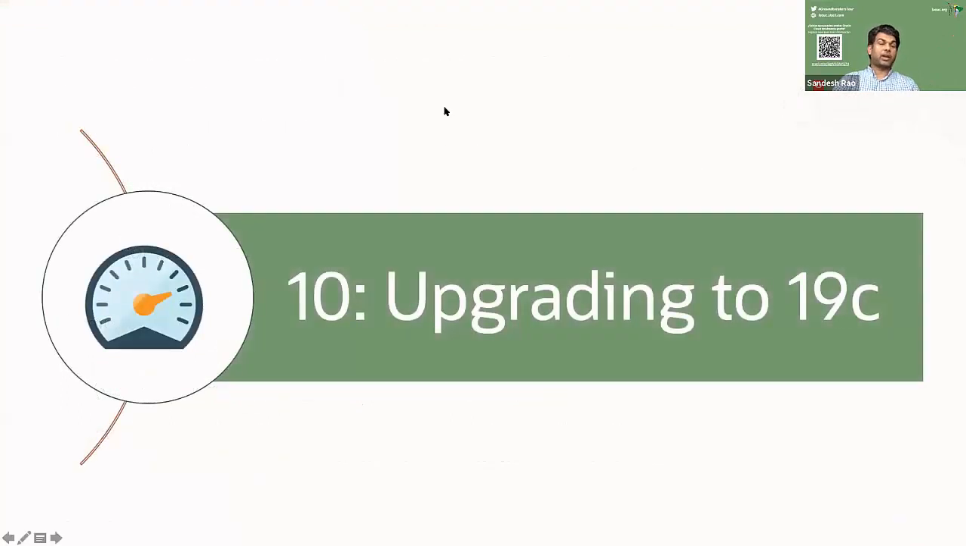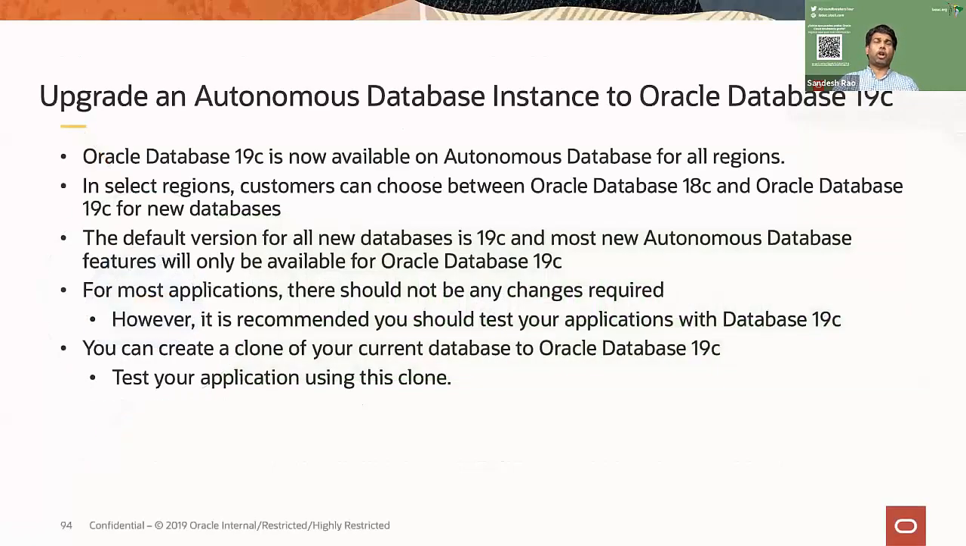Number 10, I'm just halfway through the presentation. I'm already through 30 minutes, so I'm going to speed up a little bit here. First is upgrading to 19C. All new databases will be 19C. There are some old databases that are still running on 18C. These will be available for some time, but you will be expected to upgrade at some point or the other. You do need to test your application against this, and it's usually easier to just create a clone of your current database on 19C and test your application using this clone.